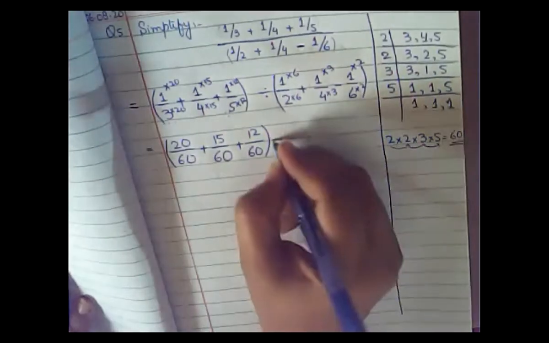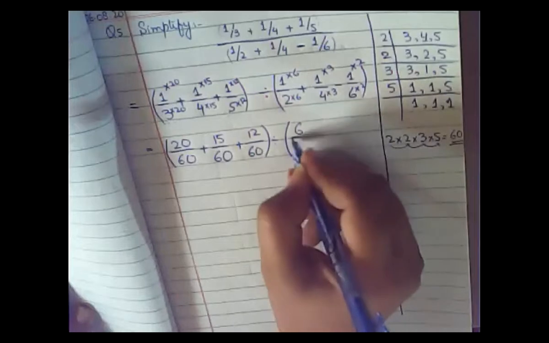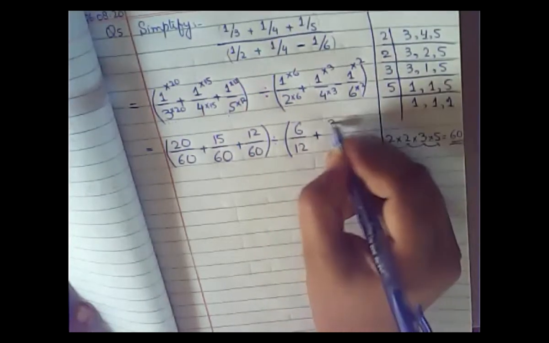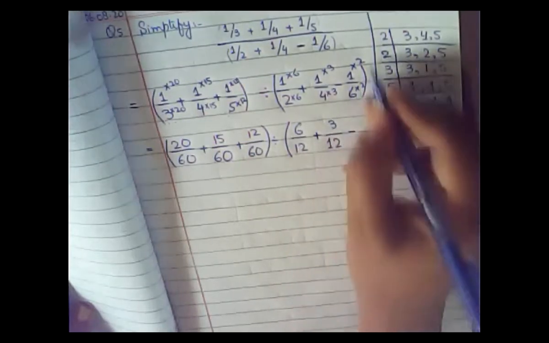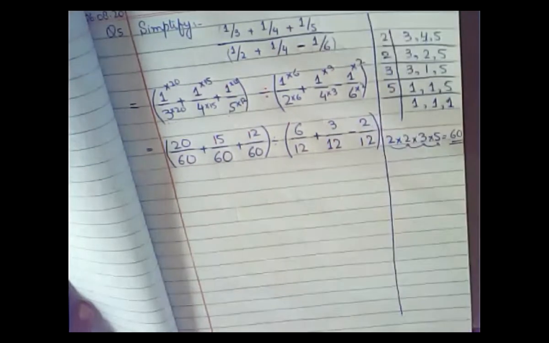Okay, then the sign of division, then round bracket. 6 ones are 6 upon 12, plus 1 multiplied by 3 is 3 upon 12, minus 1 multiplied by 2 is 2 upon 12, and then round bracket.